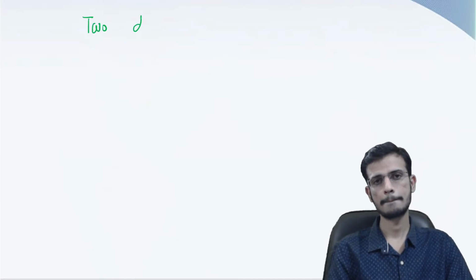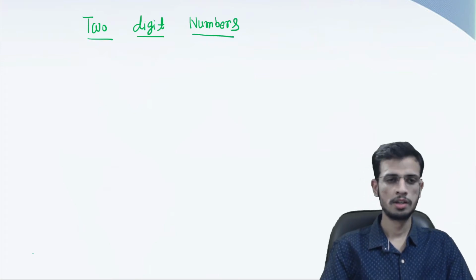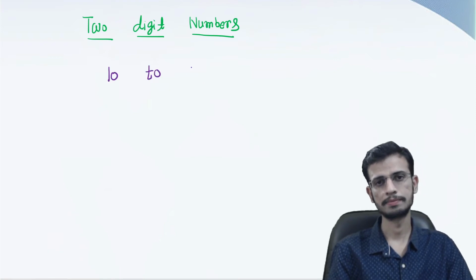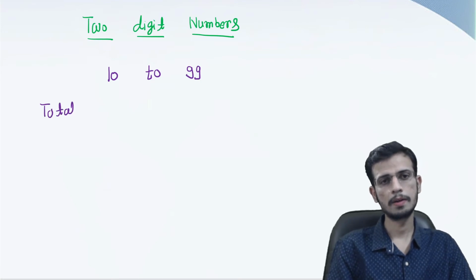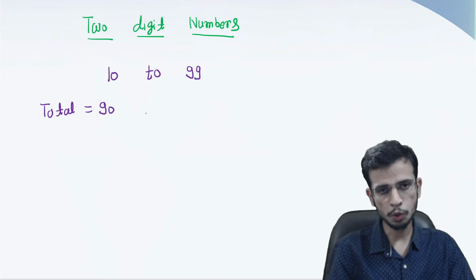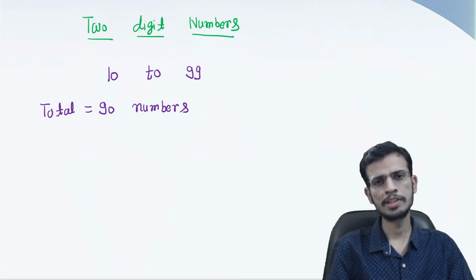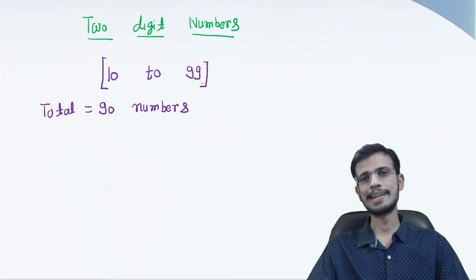So 2-digit numbers, right? We are finding total 2-digit numbers. So it will start from 10 to 99. Right? So a total of 90 2-digit numbers are there. Without any constraint, there are 90 2-digit numbers from 10 to 99.